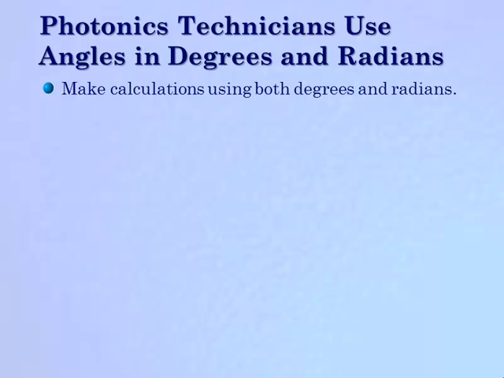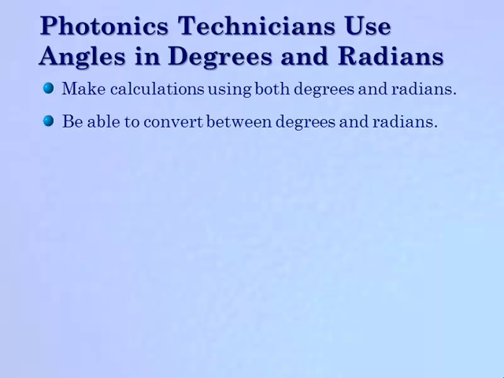Photonics technicians use angles in degrees and radians to make their calculations and their measurements. And so you'll need to be able to convert between those 2 measurements. And you'll note that 360 degrees is equal to 2 pi radians, and we'll work with that a lot in this module.